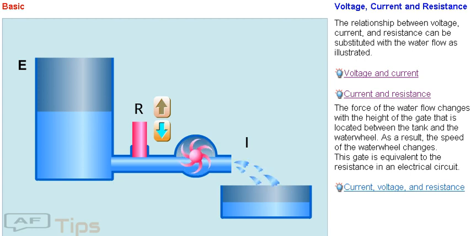Current and resistance. The force of the water flow changes with the height of the gate that is located between the tank and the water wheel. As a result, the speed of the water wheel changes. This gate is equivalent to the resistance in an electrical circuit.